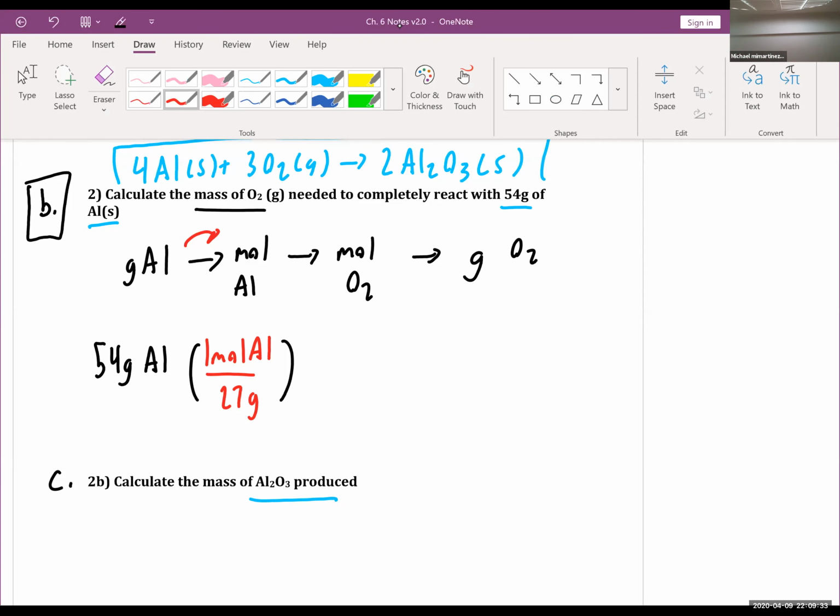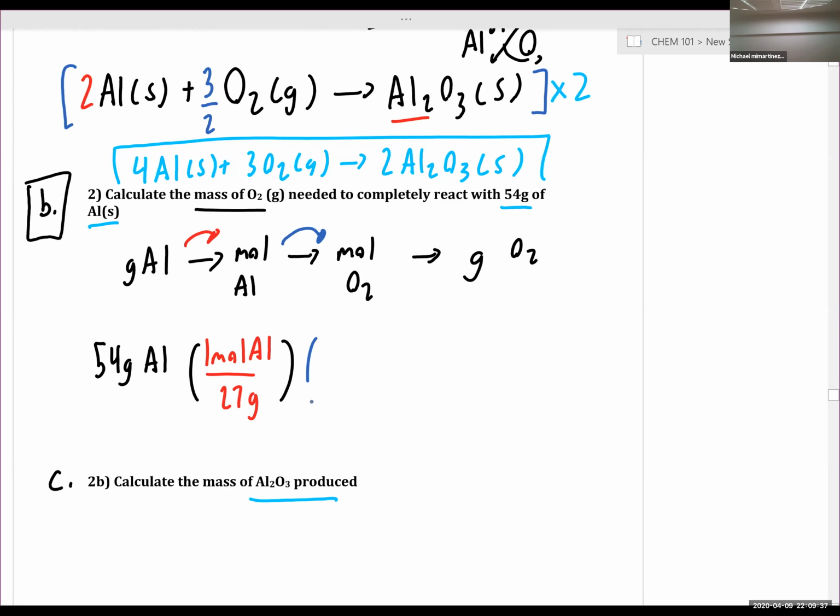Now here's the part that's new. To go from moles of aluminum to moles of oxygen, how many moles of oxygen do we have reacting in our balanced chemical equation? What's the coefficient for oxygen? And don't be shy to type in chat. 3, yep, exactly. We have 3 moles of oxygen. And how many moles of aluminum are reacting in our balanced chemical equation? 4, exactly right.